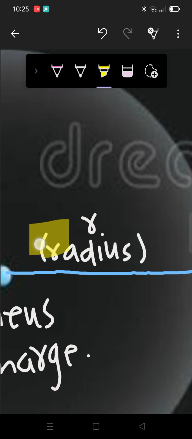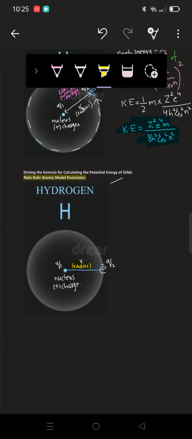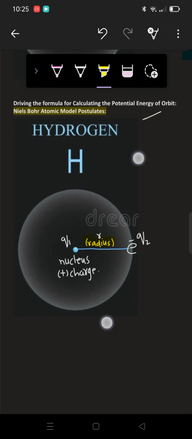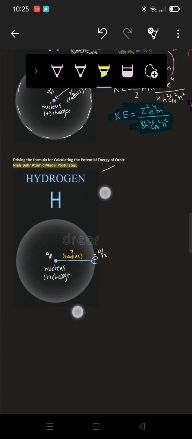But here if we're going to take these two charges, we have to take their signs as well. For example, if I'm taking the charge of the electron, I need to put the sign as well, and that would be negative, right? And if I take the charge q1, it would be positive, positive Ze, right? So let me write here.